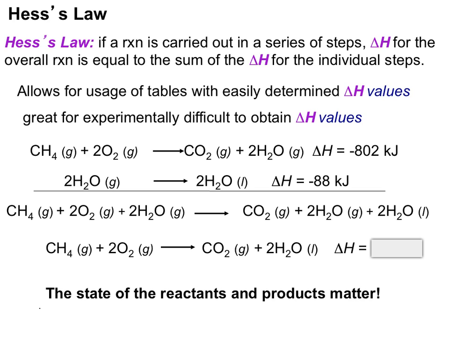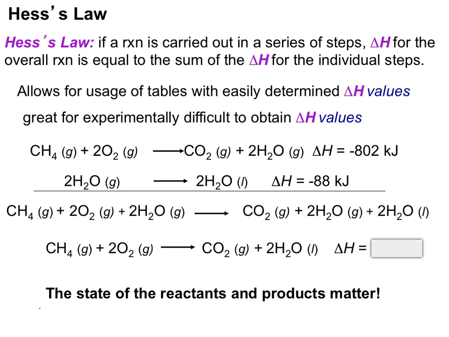Hess's law states that if a reaction is carried out in a series of steps, the delta H for the overall reaction is going to equal the sum of all the individual enthalpy values for each of the individual steps. The reason why this works is because enthalpy is a state function, so the route that you take to get your overall enthalpy value for your reaction doesn't really matter. The only thing that matters is the initial and final states.